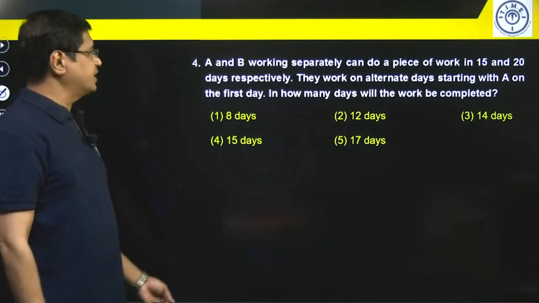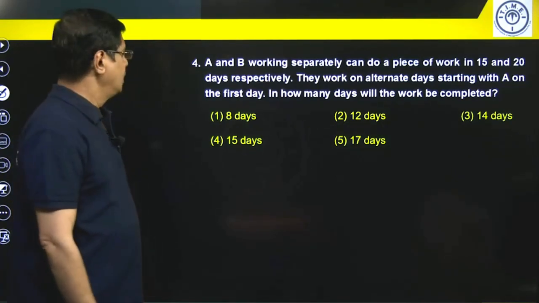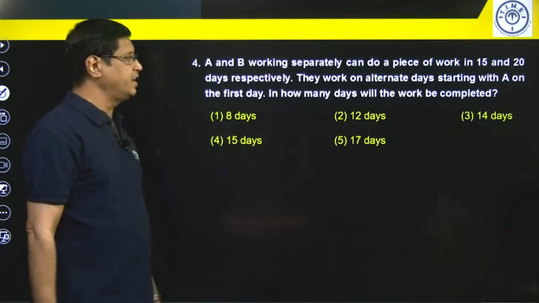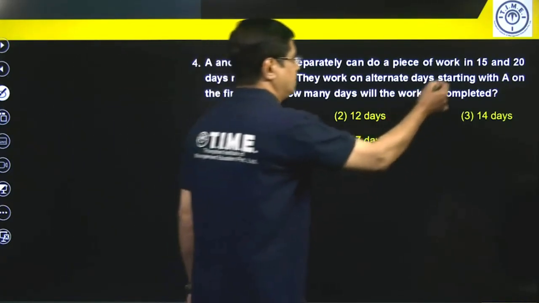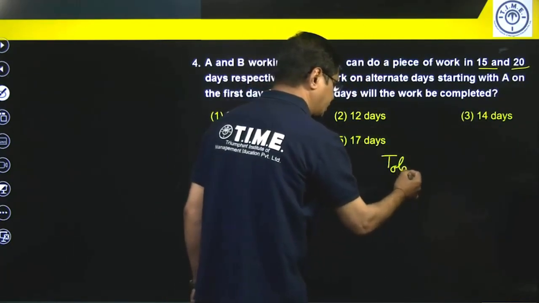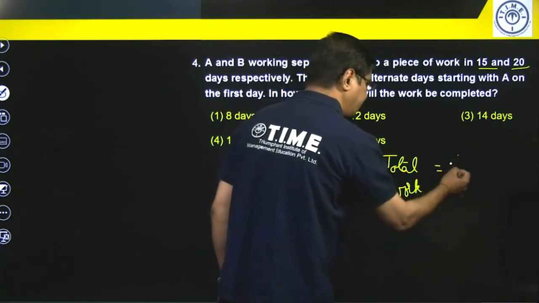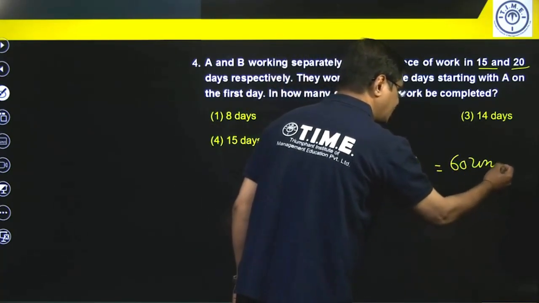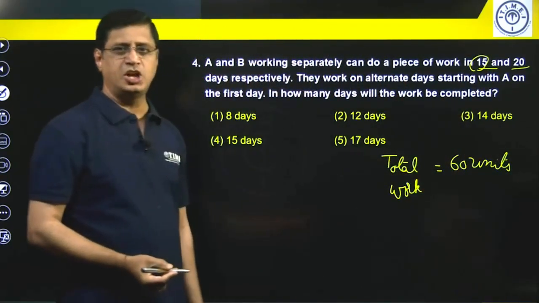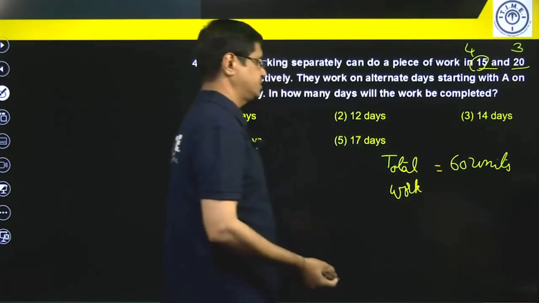A and B working separately can do a piece of work in 15 and 20 days respectively. They work on an alternate day basis starting with A on the first day. In how many days will the work be completed? The LCM of these two numbers is 60. The total work is divided into how many units? It is 60 units. Dear students, in 1 day, A can complete how many units? 60 by 15, that is 4 units. What about B? 3 units.